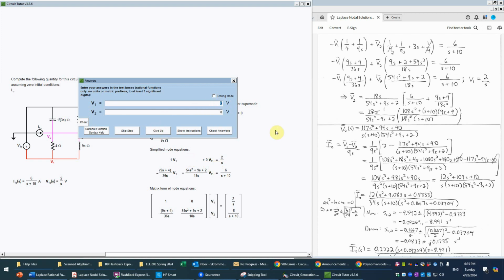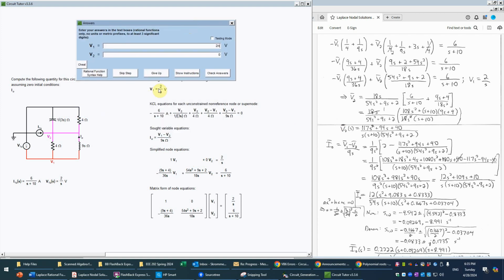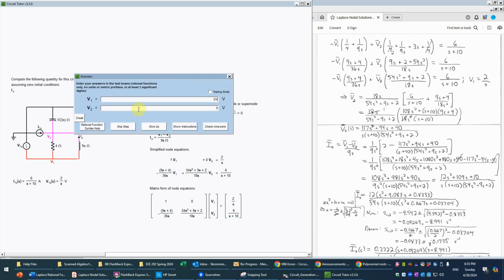So our V1, we already know that, it's just 2 over s, from the original equation up here. And then the V2, now we're going to have to work that out. This is the hard part, is solving the system of equations. So we're going to come back over here onto paper again.